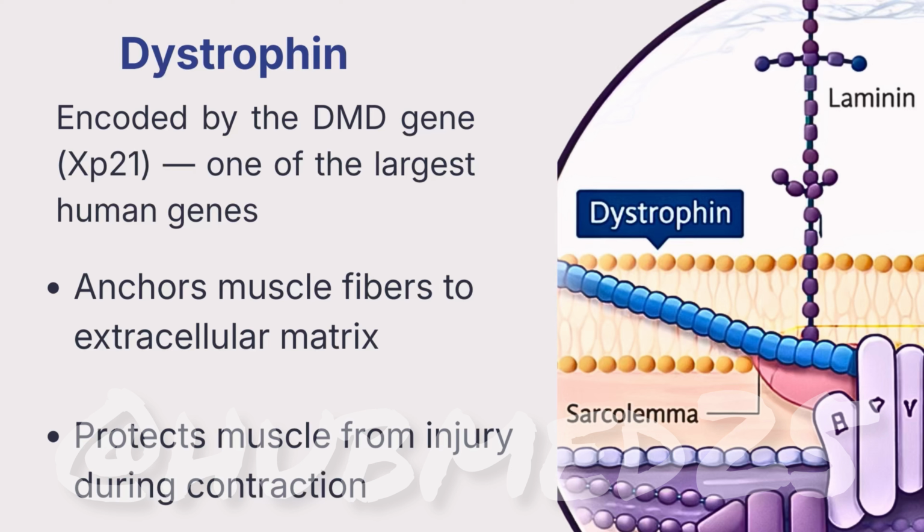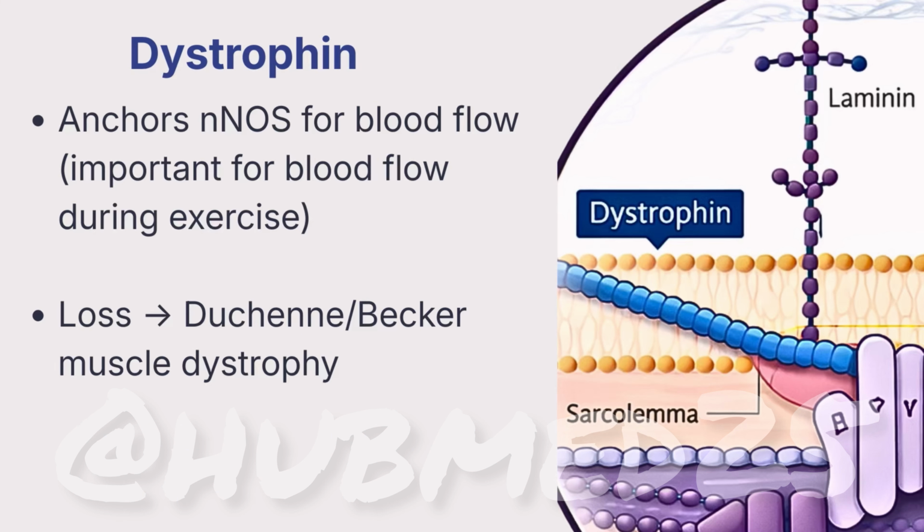Dystrophin is encoded by the DMD gene, located on the X chromosome at Xp21. This is one of the largest genes in the human body, which is why it's prone to mutations. Dystrophin anchors muscle fibers to the extracellular matrix and prevents muscle damage during normal use. Dystrophin also anchors neuronal nitric oxide synthase, or nNOS. This is crucial for blood flow during exercise. So when dystrophin is lost, muscles don't just weaken, they also suffer from poor perfusion.